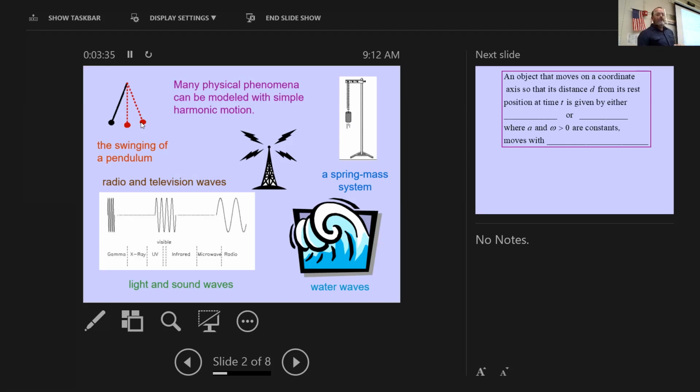But as it turns out, the swing of a pendulum is going to be modeled as either a sine or a cosine wave. This thing right here, what am I trying to show you?